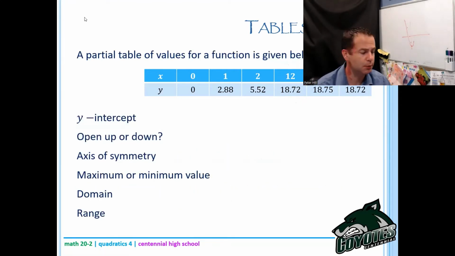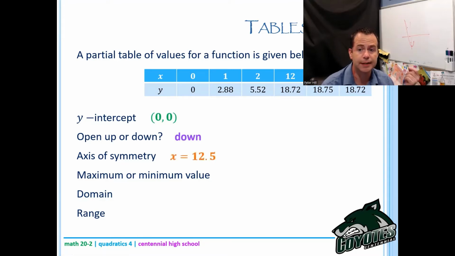And very quickly, we'll go through kind of the same sorts of stuff that we were going through yesterday. The y-intercept. Well, I know the x value is 0 for the y-intercept, so I see that right here. The y-intercept is 0, 0. We've already talked about the fact that it opens down. We've already talked about the fact that the axis of symmetry is at x equals 12.5. And we've already talked about the fact that it has a maximum value at 18.75. Okay, so those ones I'm just listing here because we've already talked about them.